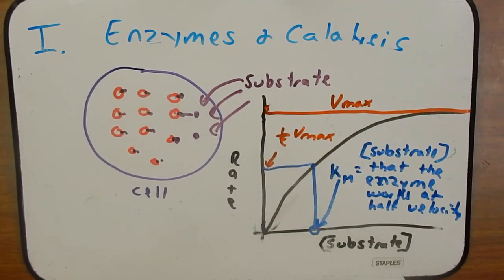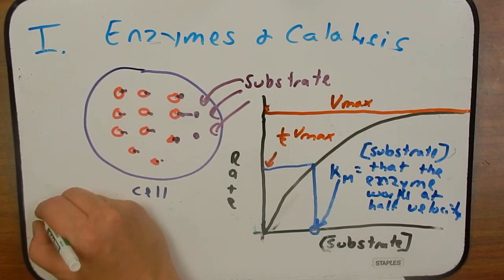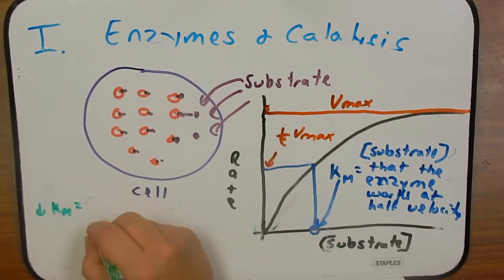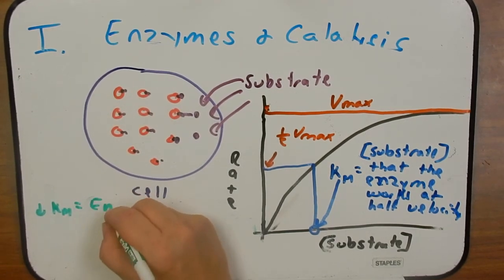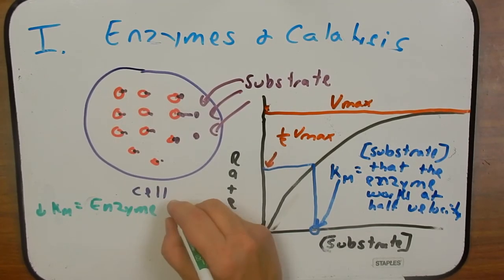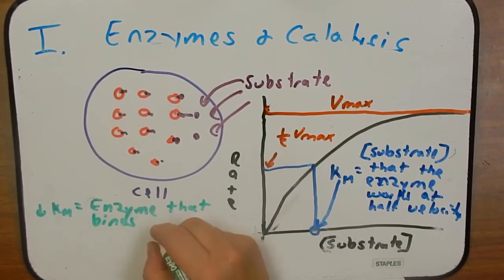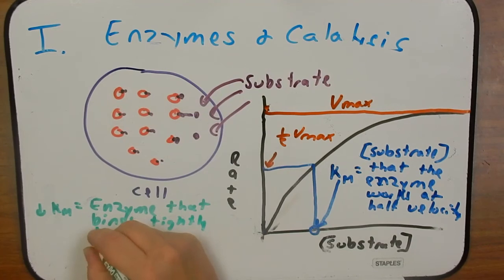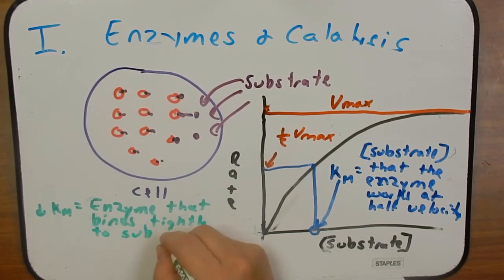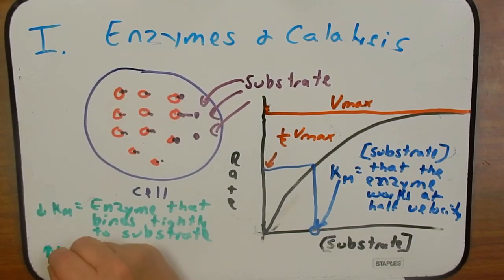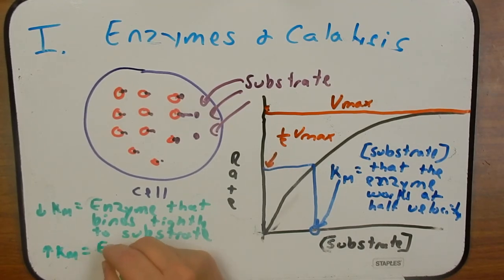So this Km value has some implications for enzymes in the cell. You can think of a small Km as being characteristic of an enzyme that binds tightly to substrate, where a high Km, relative to other enzymes we're comparing, would indicate an enzyme that binds weakly to substrate.